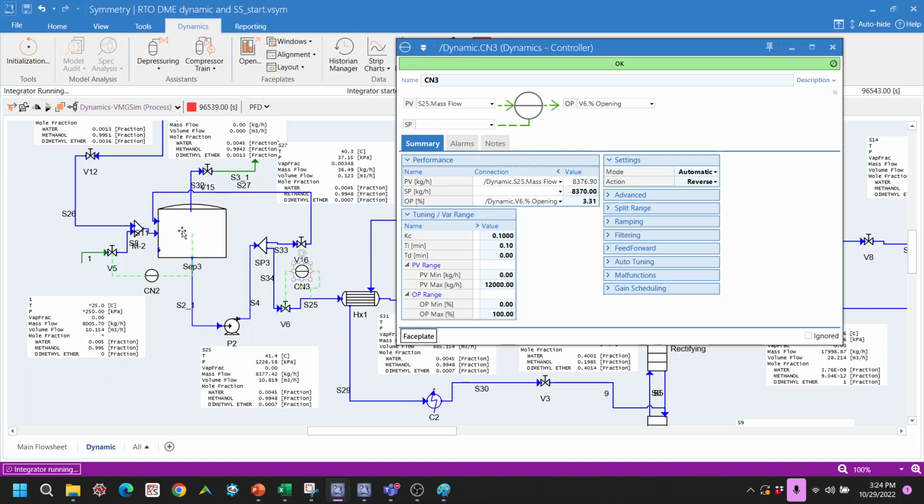So this meaning the flow that changes across time, and you define it based on the actual plant. Can you see this? This is the flow rate of methanol getting into the reactor. This is the flow of methanol over here. My set point is 8370 kilograms per hour, and the actual flow is somewhere around here. So you can see it changing.